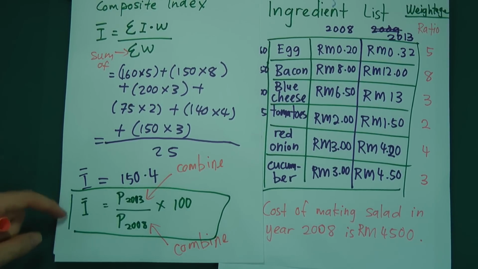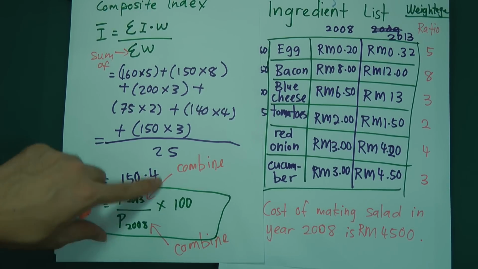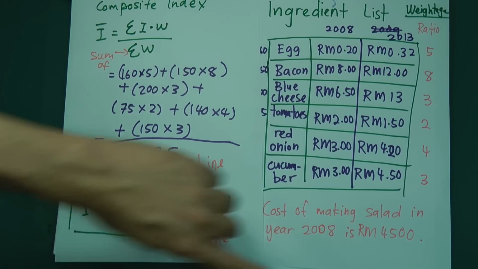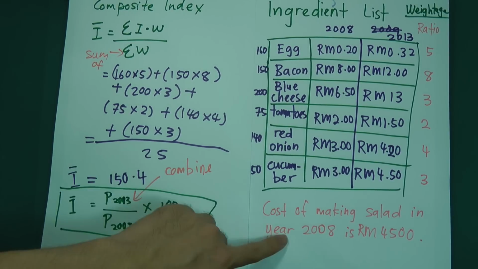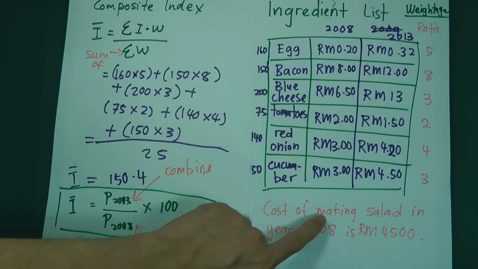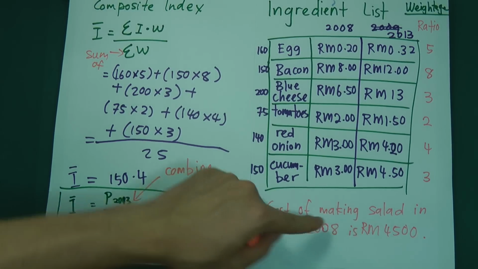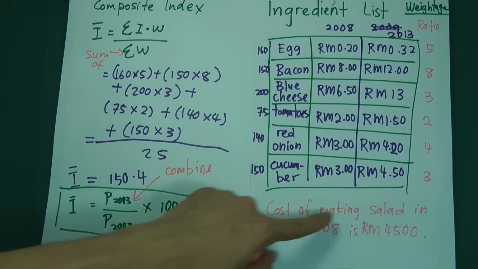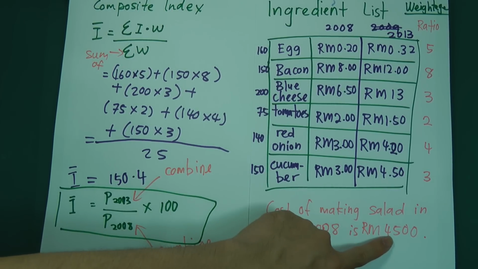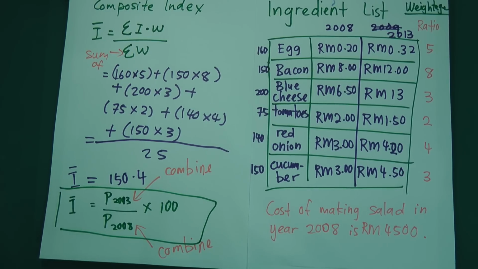So you can use the index formula again, but what is different is that you must use the combined price for everything. In this example, we have the cost of making salad, because salad already combines everything. The cost of making salad in 2008 is 4,500. So this will help us to find the answer.